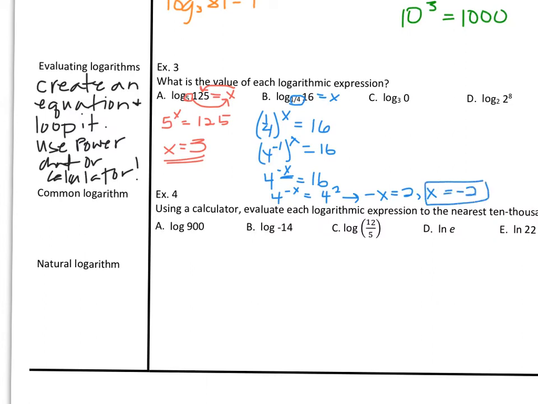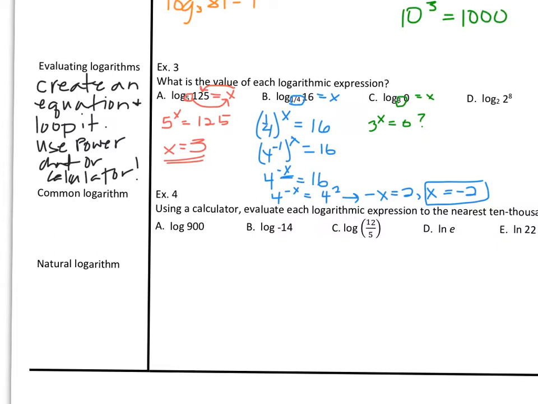And again, just using your power chart or guess and check on your calculator, that would work as well. Our next one, log base 3 of 0. First thing you want to do is set it equal to x, and then we convert it to exponential by looping it. Now our base is 3. 3 to what power equals 0? Well, it can't be 0. 3 to the 0 power is 1.